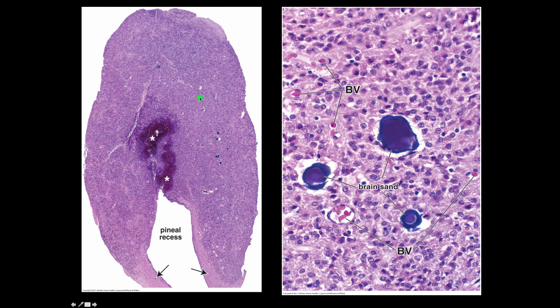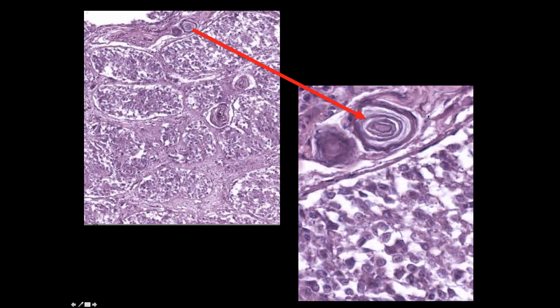This is just a histological overview of the pineal at a low power, then at a higher power, showing these corpora arenacea, or the so-called brain sand. Lots of blood vessels are visible here, and you can see the various cells, pinealocytes, and some of these cells would also be supporting or glial cells. This is just a higher power view of the brain sand.